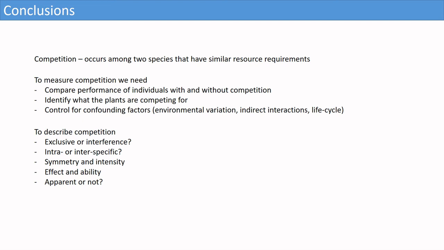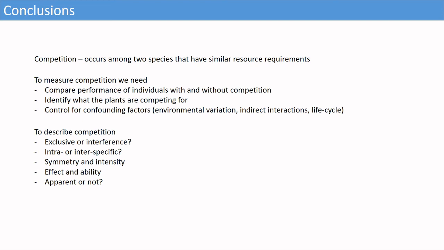Okay, so I'm done talking for today. Here are the conclusions of today's lecture. Again, a little bullet point summary in case you need this for revisions in the future or whatever. So competition is a biological interaction that occurs among two species which have, to some extent, similar resource requirements. They should at least share one resource, even if it is just the space in which they're growing, for the competition to occur. To measure the competition, we need to compare the performance of individuals growing with and without competition in low and high densities.